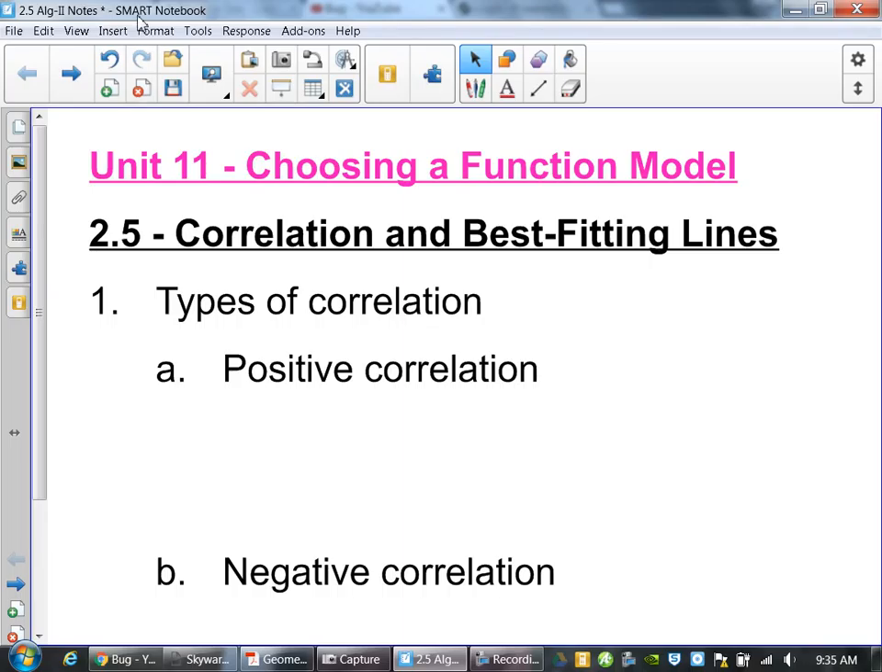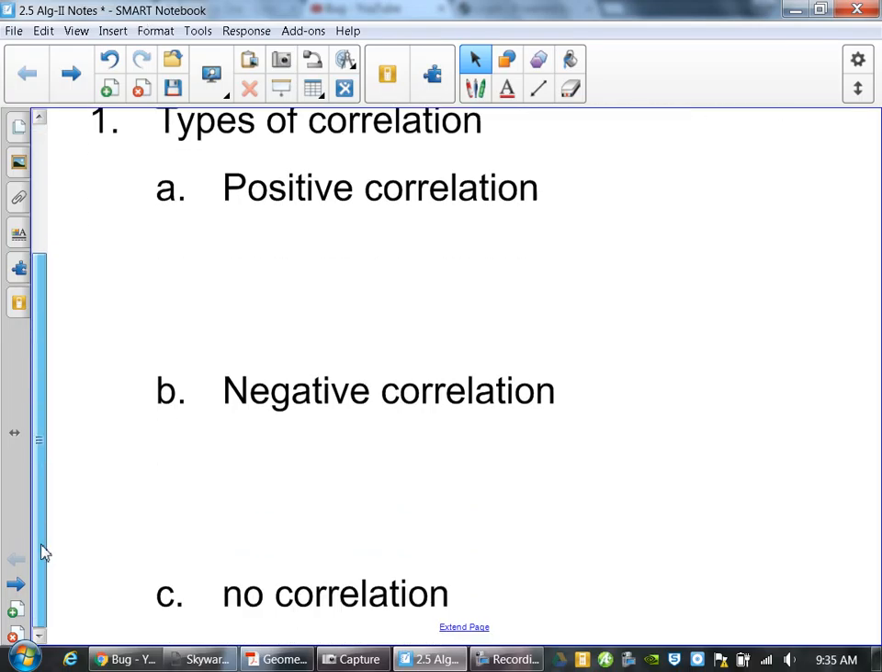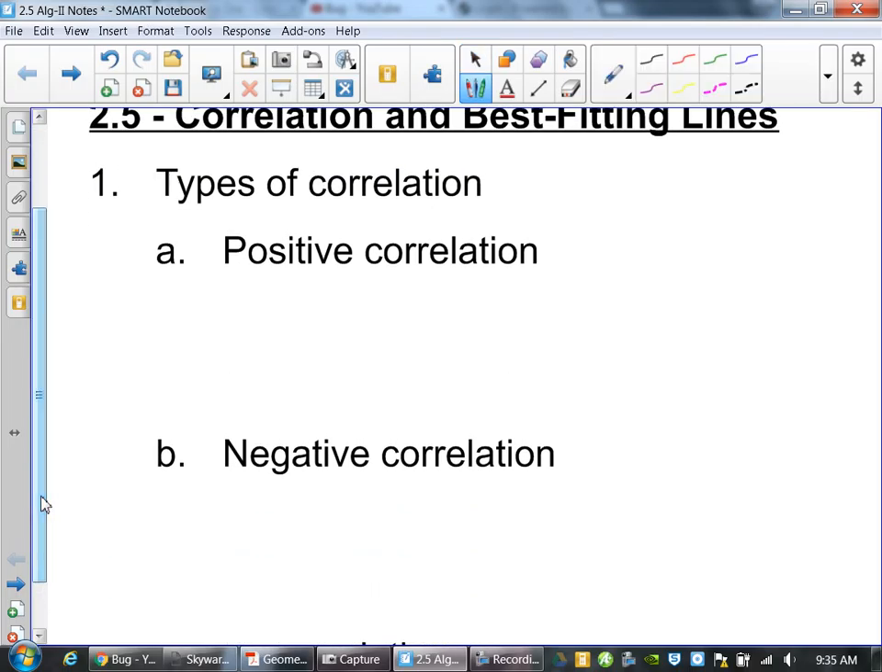What would the other one be? Left and down. It would have a negative slope. Left and down is up and right, isn't it? So you could have a positive correlation if the line's going this way. Now it doesn't mean that it's going to be a straight line. Well, sorry, it doesn't mean that the line is going to be given to you.